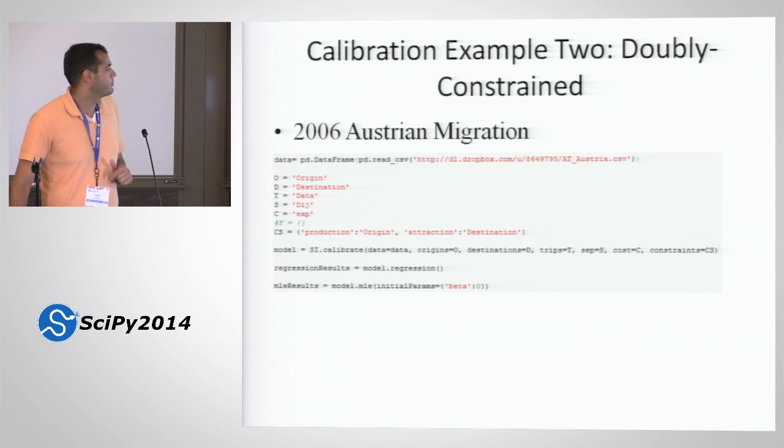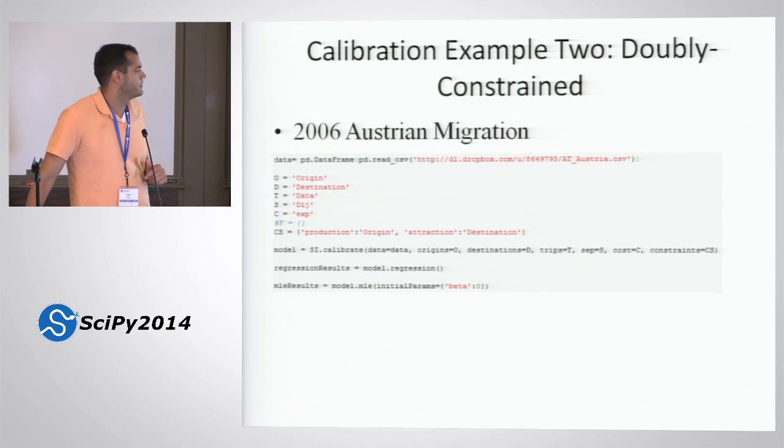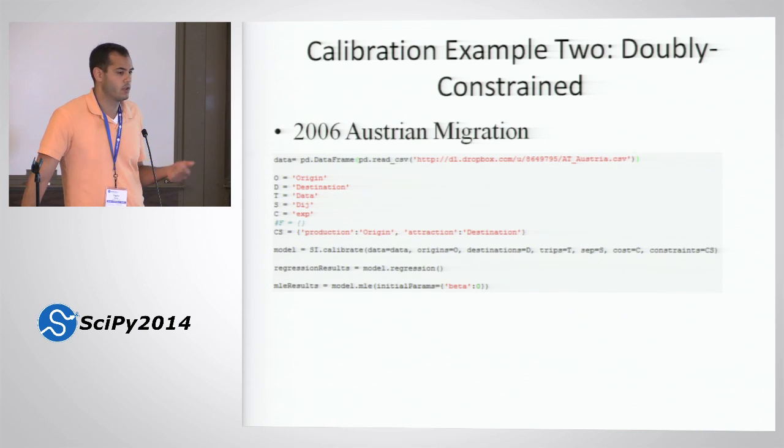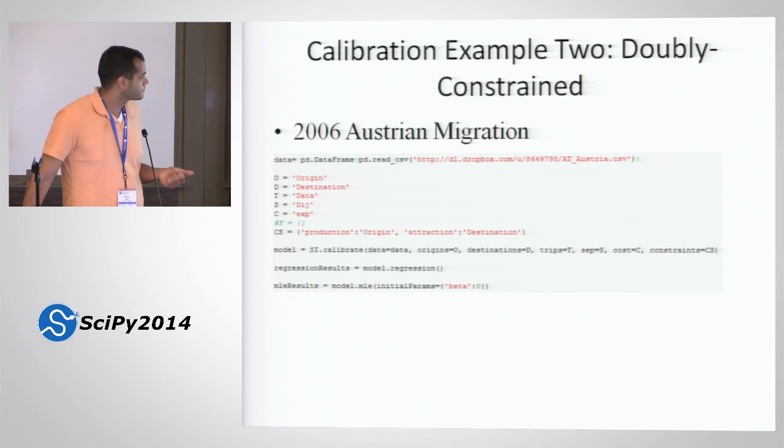And the second example is 2006 migration in Austria. This is the data that was used in the paper describing how to calibrate a model using regression. So comparing here the maximum likelihood estimation routine with regression, in the case of a doubly constrained model, they should be equivalent.